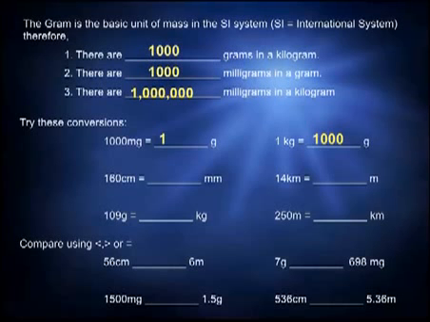Okay, 160 centimeters. Centimeters is over to the right. Where was millimeters in comparison? Over to the right. How many times do you have to move it? Just 1. Centimeters was 100. Millimeters was 1,000. Move it over 1. 1,600 millimeters.